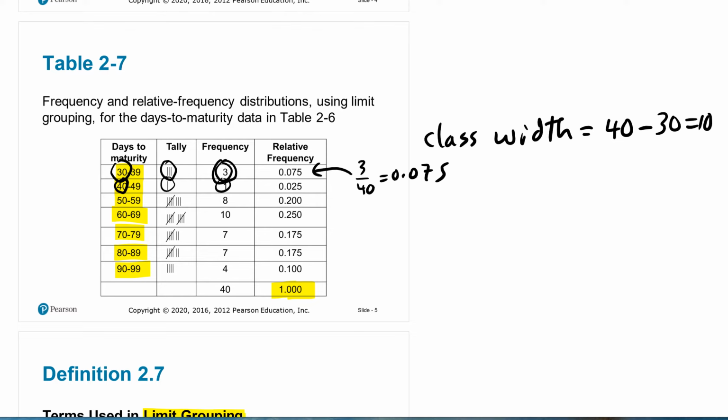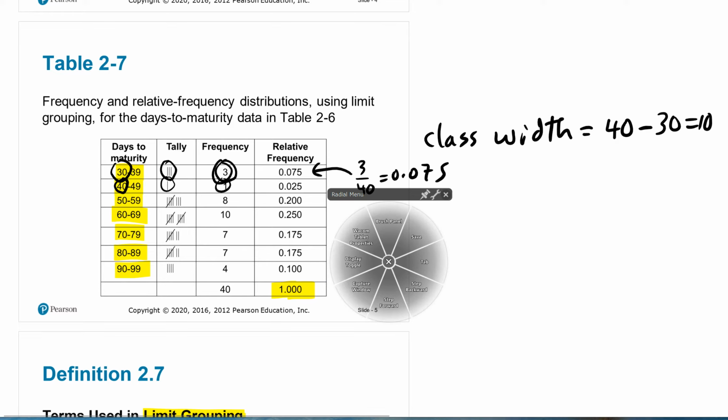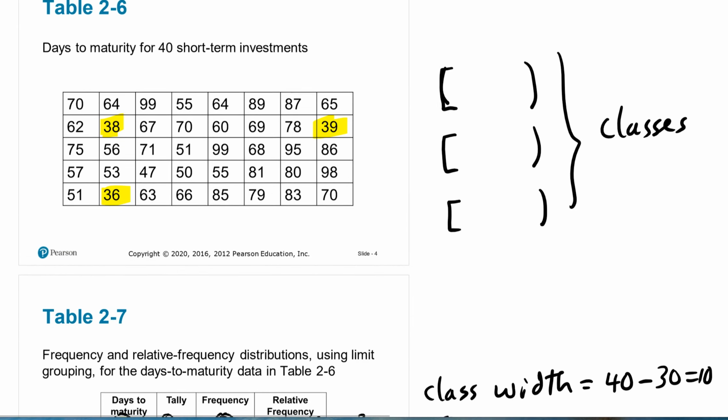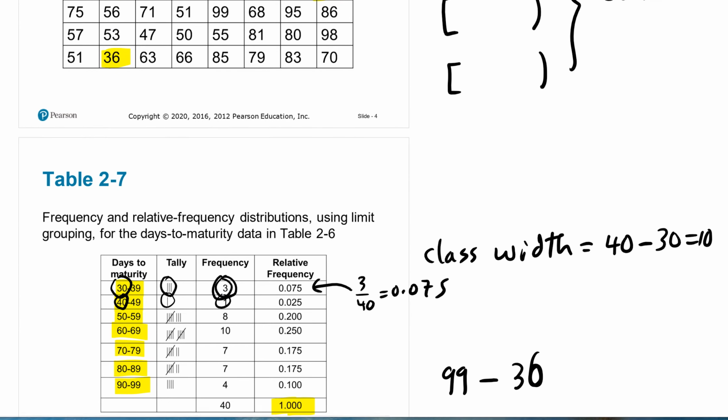Well, one thing to do here is, if you take the highest value in the data, which was 99, and then subtract 30, the lowest value. Was that the lowest value? No, the lowest value was 36. That gives us 63.